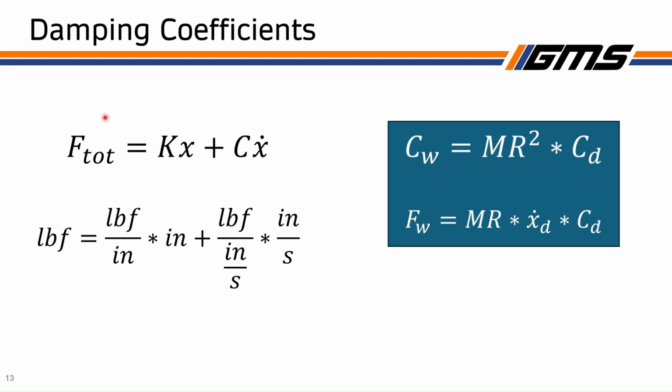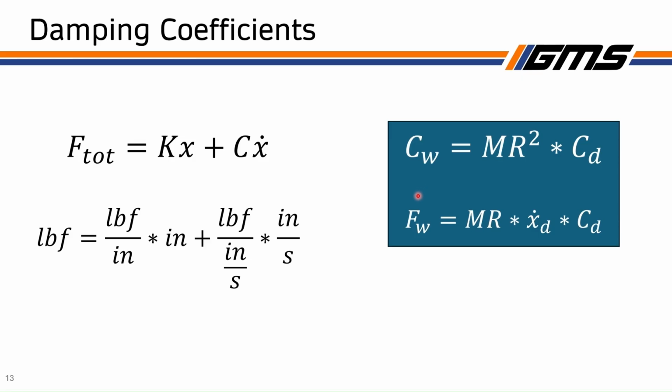So if you consider the whole spring and damper assembly, the total force that you're making there is just going to be equal to the spring rate times the displacement plus the damping coefficient times the velocity. And again, similar to spring rate, the damping coefficient at the wheel is going to be equal to the motion ratio squared times the damping coefficient of the damper.